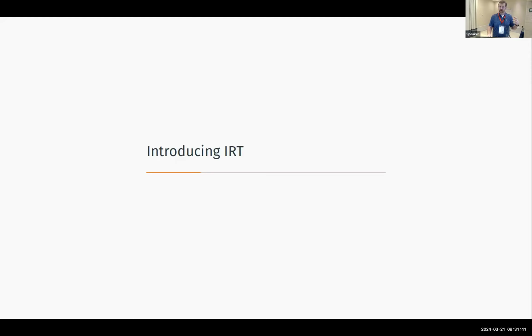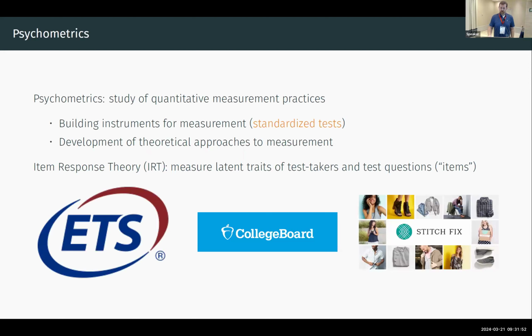Okay, so with that in mind, item response theory is a method that has been addressing these questions in the psychometrics community for a long time, and has a number of nice properties that we think can apply to NLP as well. As I mentioned, item response theory comes from psychometrics. Psychometrics, broadly speaking, is just the study of quantitative measurement practices. They have two main areas.